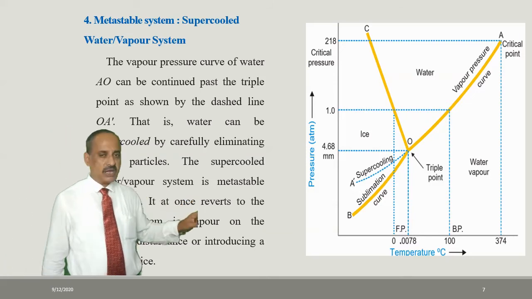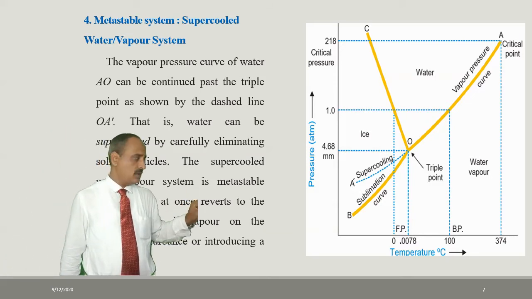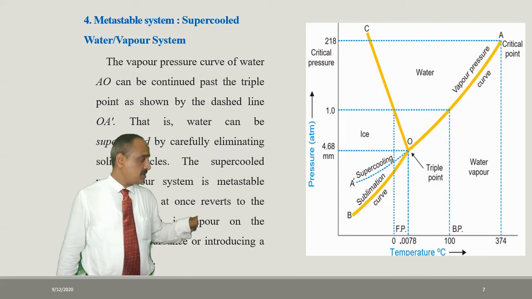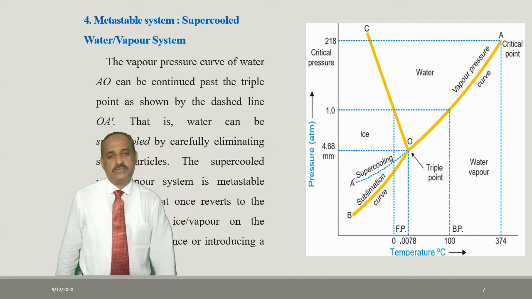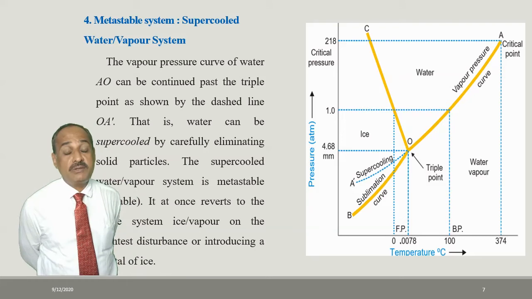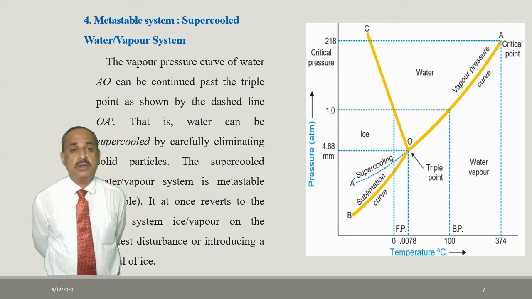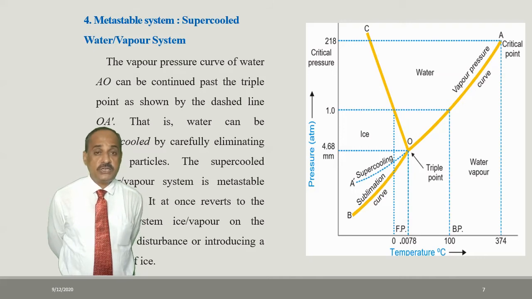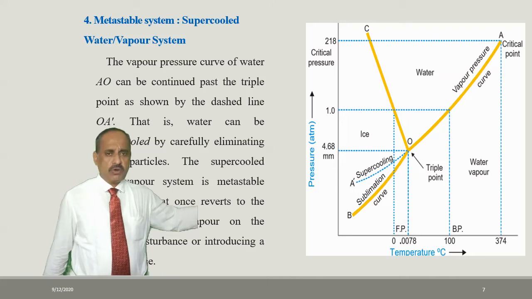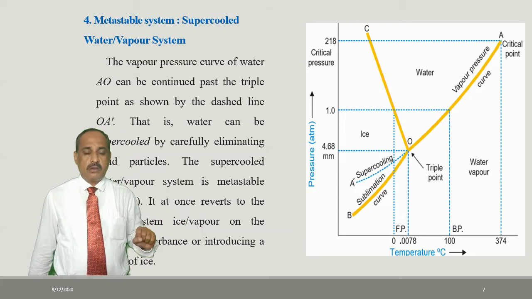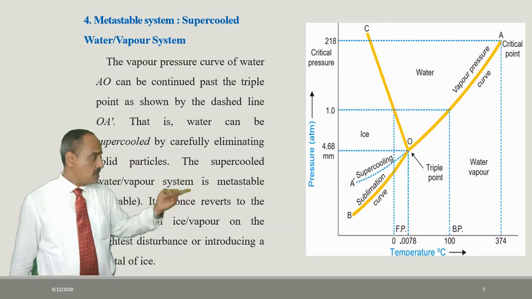Next, now see here, very interesting part of this water system, what we have not explained or what we see in the diagram, that is the remaining part. Very interesting part of this system is the metastable system. So, what is the metastable system? The simple meaning of metastable is nothing but unstable. So, unstable system.